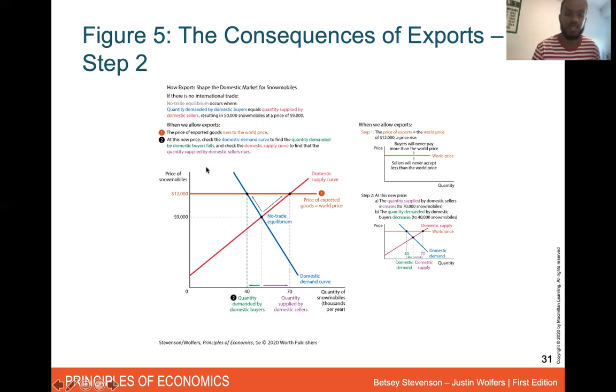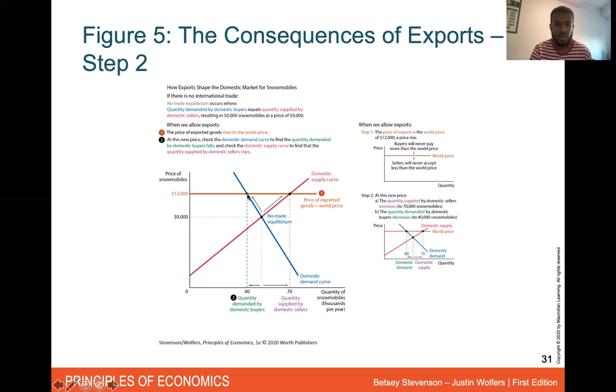So at this new price, check the domestic demand curve to find the quantity demanded by domestic buyers fall, and the domestic supply curve to find the quantity supplied by domestic sellers rise. So if you look here, the quantity demanded by domestic buyers is going to fall to this amount, 40. We're just going to follow the same kind of steps that we did before for imports. So the new price is going to be 12,000.